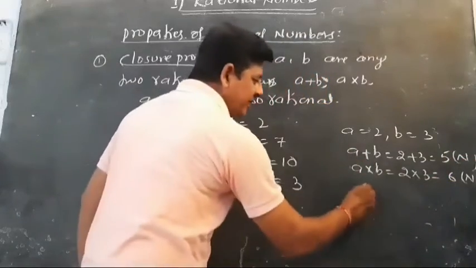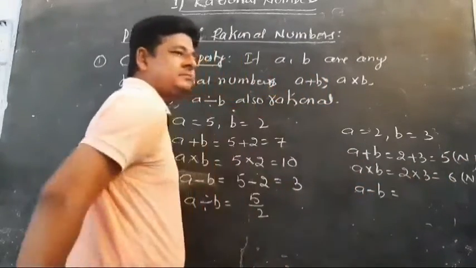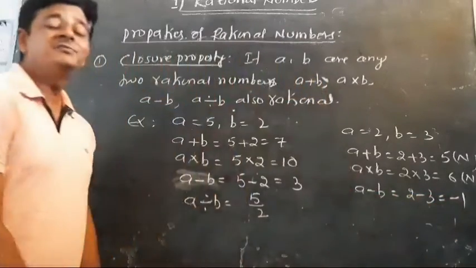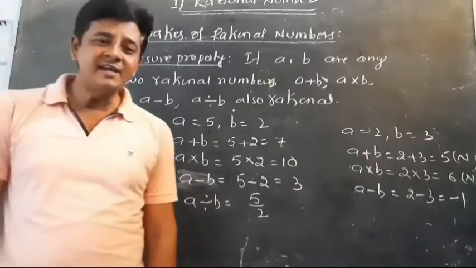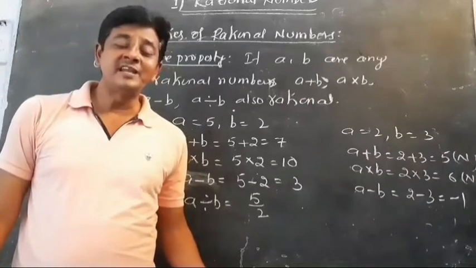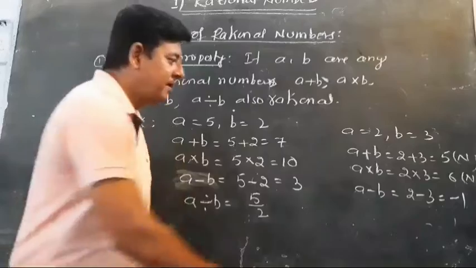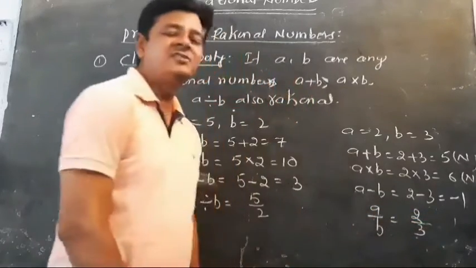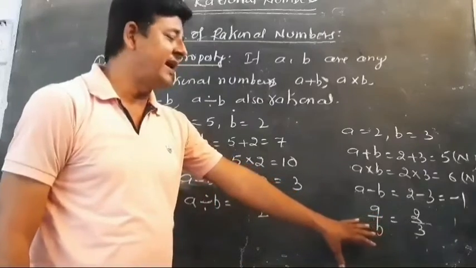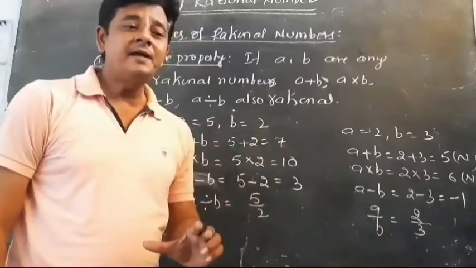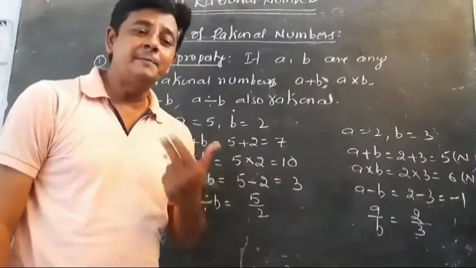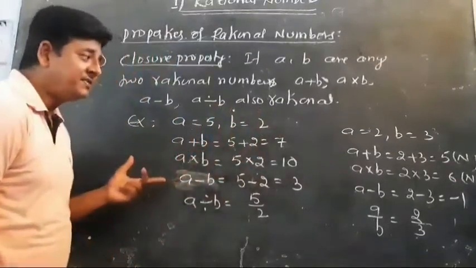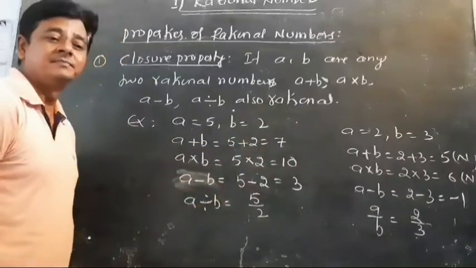What can you say about a minus b? 2 minus 3 means what? Minus 1. Is minus 1 a natural number? No, minus 1 is an integer. So a divided by b, 2 by 3. 2 by 3 is a rational number, that is not a natural number. That's why closure property is applicable for natural numbers only in addition and multiplication.